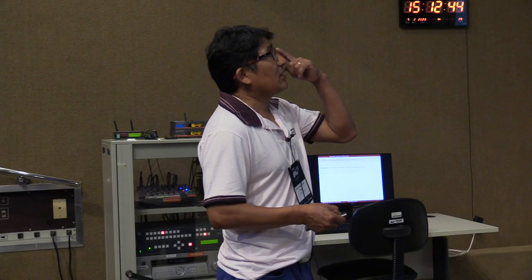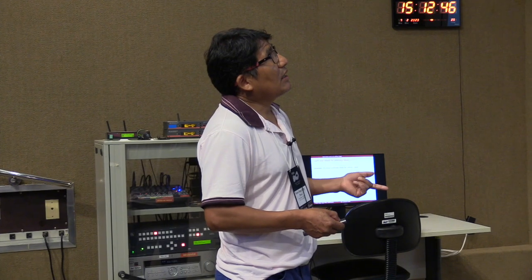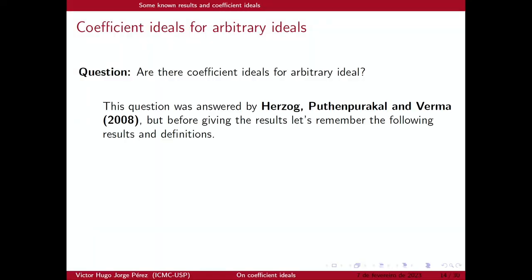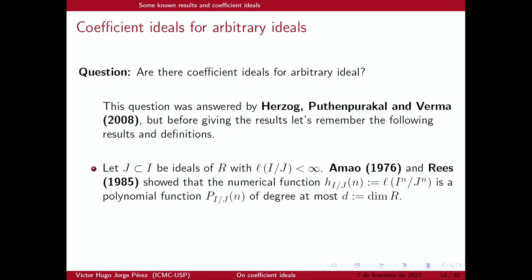Coefficient ideals for arbitrary ideals: this is a natural question. Does there exist a coefficient ideal for arbitrary ideals? Because all these results are about the m-primary ideal. But this question was answered by Herzog, Puthenpurakal, and Verma. But before giving the result, let us remember some definitions.